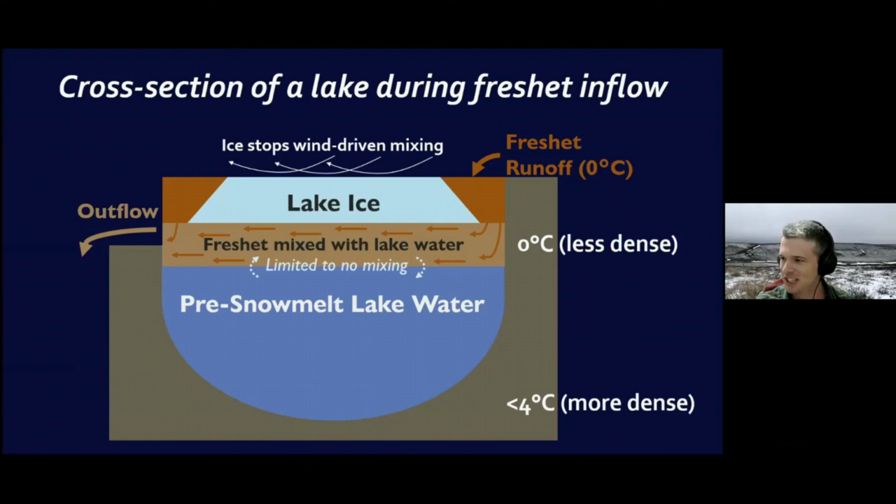And that leads to the freshet runoff not really mixing with a lot of the lake water under the ice because it's less dense than the deeper water. So it tends to just flow right under the ice and out of the lake without really mixing with a lot of the water underneath the ice. At the same time, we have lake ice that's stopping any wind going across the lake from mixing that freshet water with the pre-snowmelt lake water either. So this process has been observed a lot in all sorts of ice-covered lakes around the world, from what I gather, but not much is known about how it varies from lake to lake.